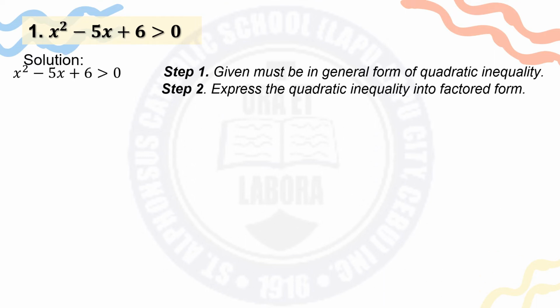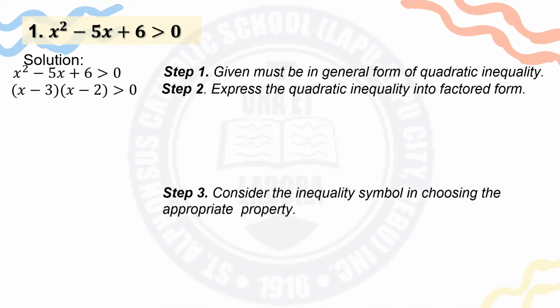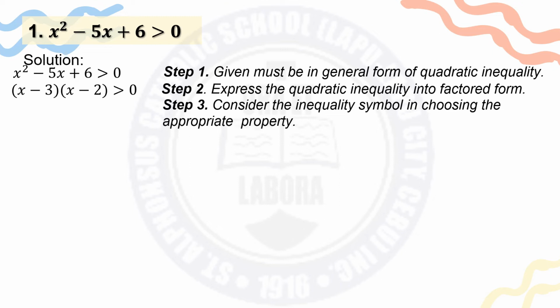Step 2. Express the quadratic inequality into factored form. If we factor the given inequality, that would be quantity x minus 3 times quantity x minus 2 greater than 0. Step 3. Consider the inequality symbol in choosing the appropriate property. Since we have there greater than, we are going to use property number 1.